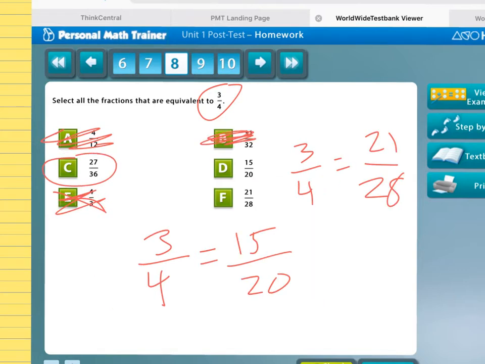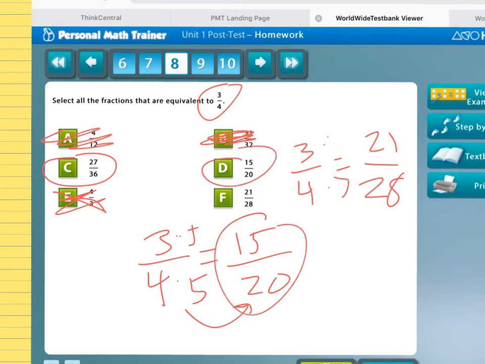Final two left. Let's do the double rainbow here. 4 times 5 is 20, 3 times 5 is 15, so yes, this is an equivalent fraction. And 4 times 7 and 3 times 7 is 21/28, so that is also an equivalent fraction. Correct answers are C, D, and F.